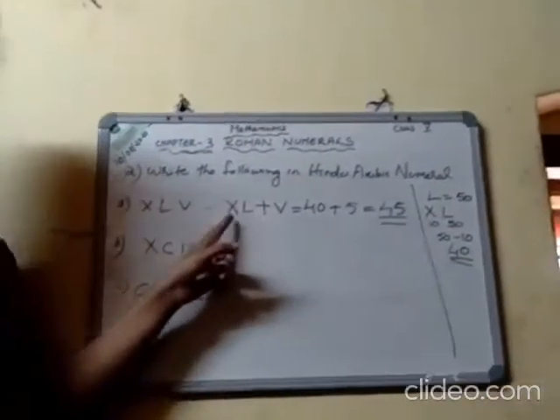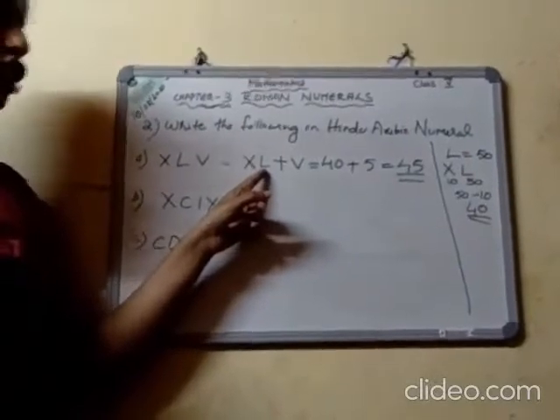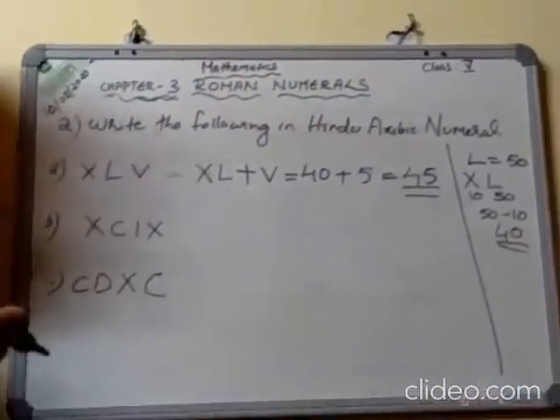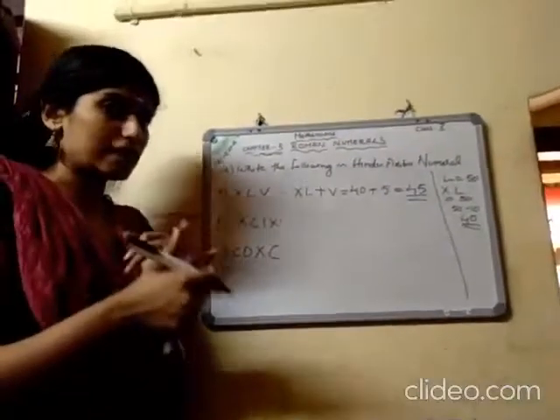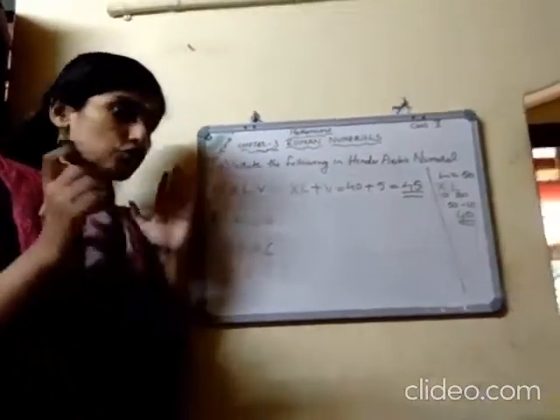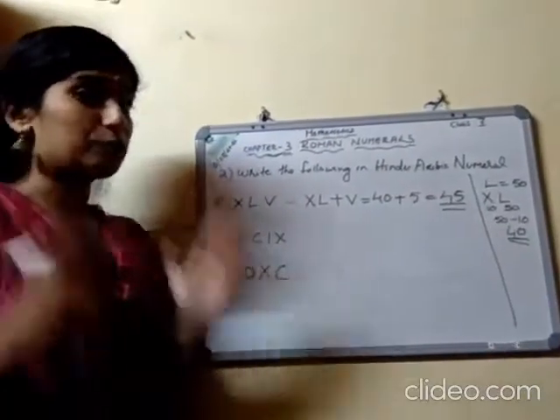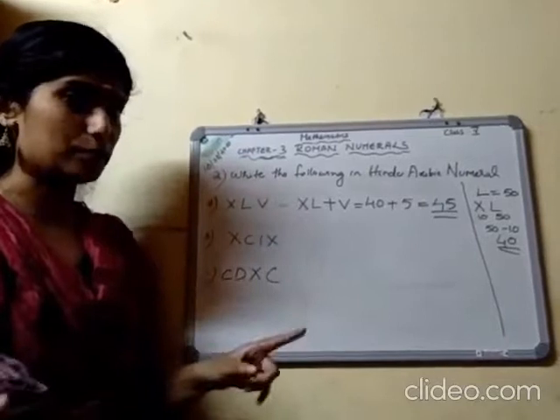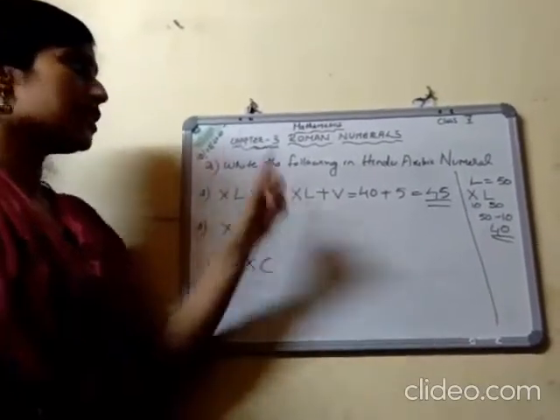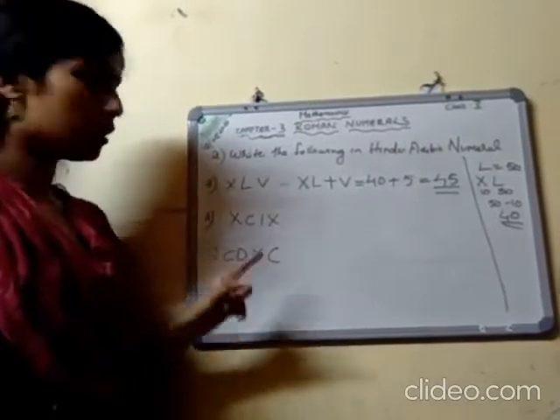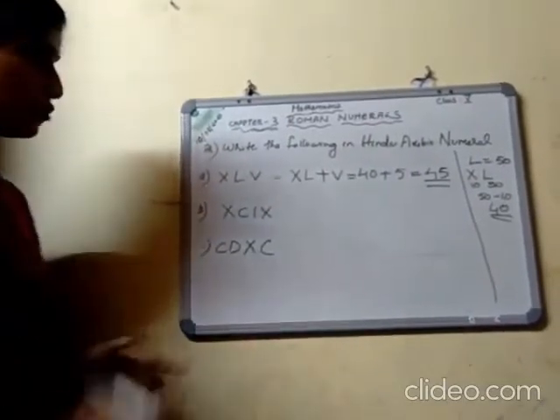So you have studied XL as a representation of 40. In the first table we have seen how to write the basic ones, tens and hundreds in Roman representation, isn't it? So you should study it very well. I am repeating it: you should study the representations given in the table very well, so that it will be very easy for you to do the given problems. Okay. Now let us see the second question.